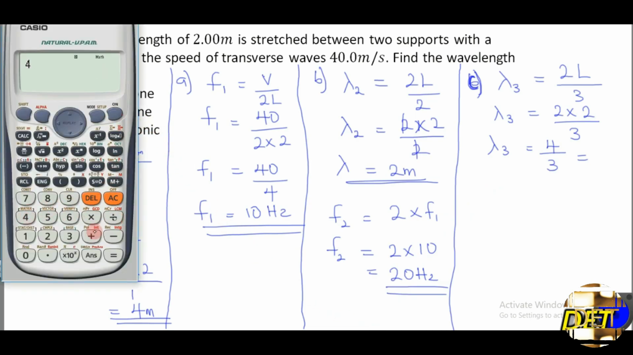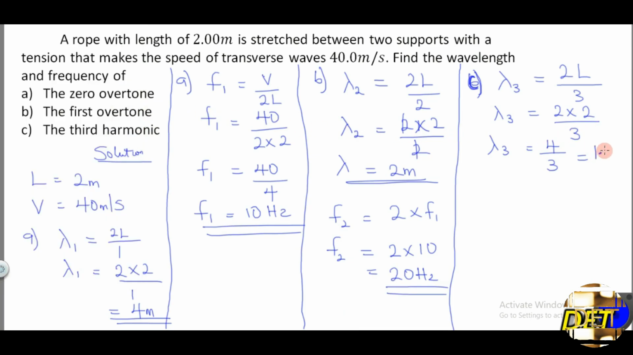4 divided by 3 is equal to 1.33, right? So that will be 1.33 what? Meters. This is the wavelength of the third harmonic, which is equal to what? The wavelength of the second overtone.